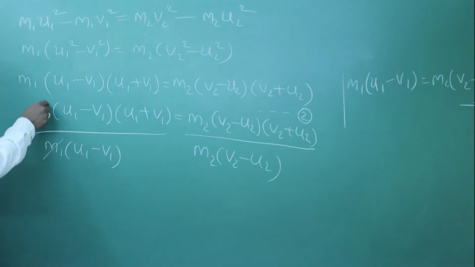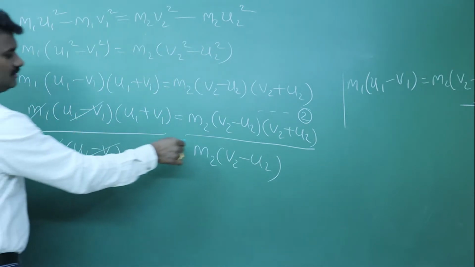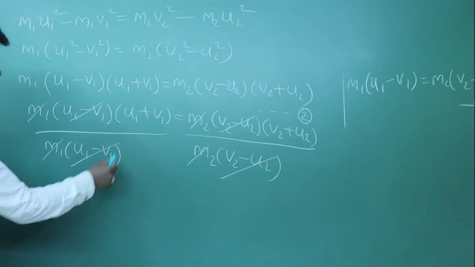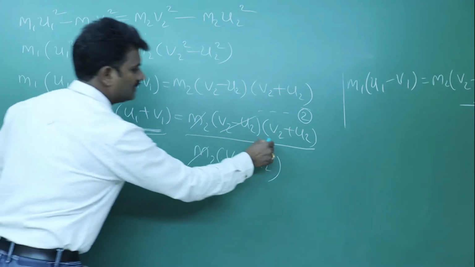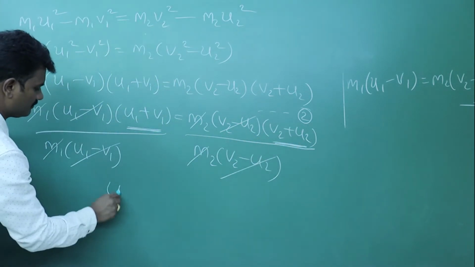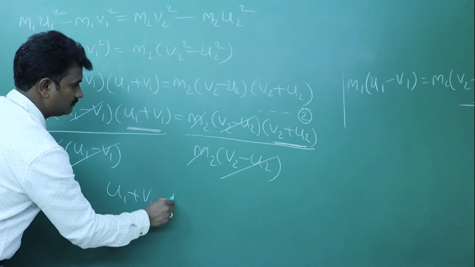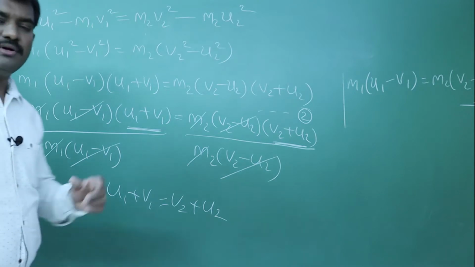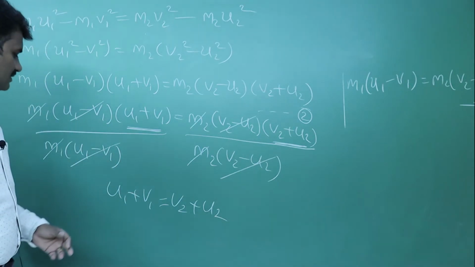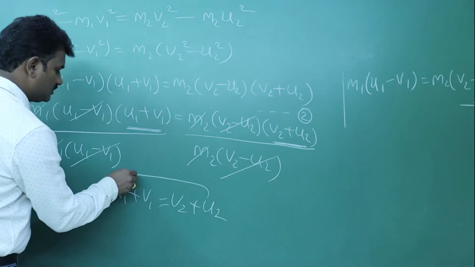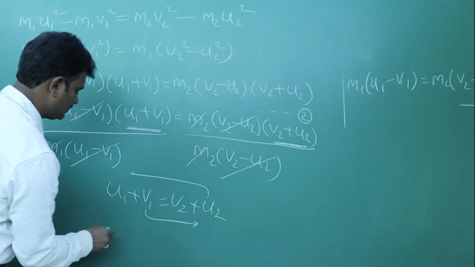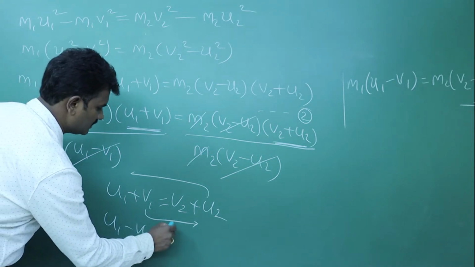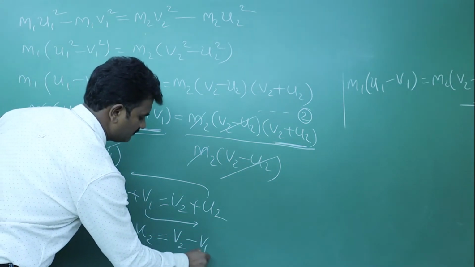I can cancel m1 and m1, m2 and m2, this and this. So what are we left with? We are left with this term and this term. Note this down. Now I am going to rearrange these terms like this. This is towards left, this is towards right. So this is u1 minus u2 is equal to v2 minus v1.